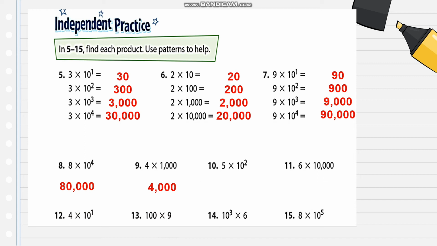5 multiplied by 10 squared is 500. 6 multiplied by 10,000 is 60,000. 4 multiplied by 10 to the first power is 40. 100 multiplied by 9 is 900. 10 cubed multiplied by 6 is equivalent to 6,000 because the exponent is 3, so you just simply add 3 zeros. 8 multiplied by 10 to the fifth power is equivalent to 800,000.